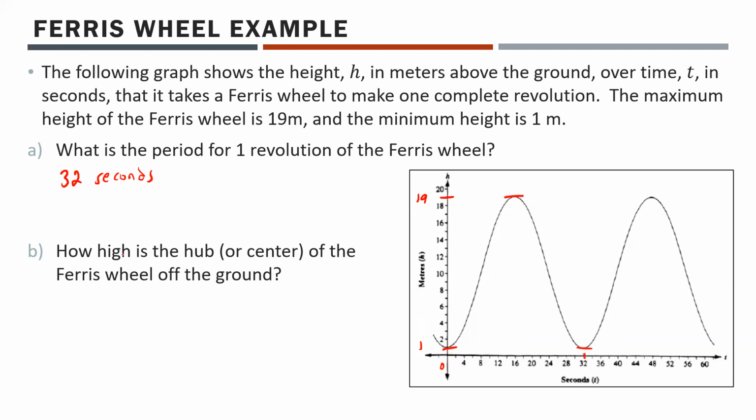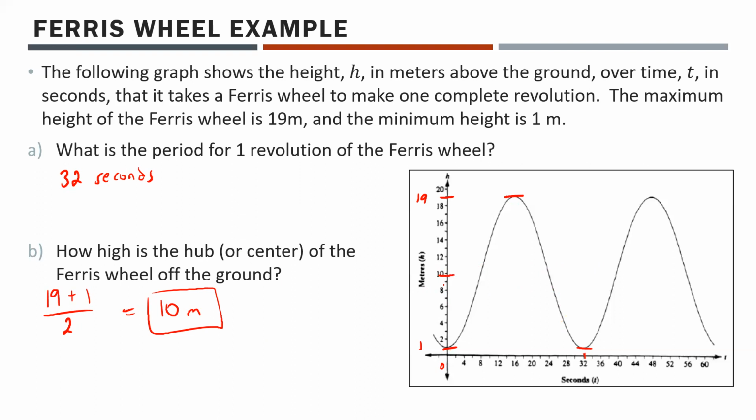Question B, how high is the hub or the center of the Ferris wheel off the ground? Well, the hub of the Ferris wheel would be, like it says, the center of this whole thing. So that would be indicating our midline. Remember, the midline is basically the average between your maximum and your minimum. Well, average can just be found by adding them together and dividing by 2. So I'll take my max plus my min divided by 2. That's going to give me my midline. And that would be 20 divided by 2, which of course is 10. So I would say 10 meters. That would be the center of our Ferris wheel here.